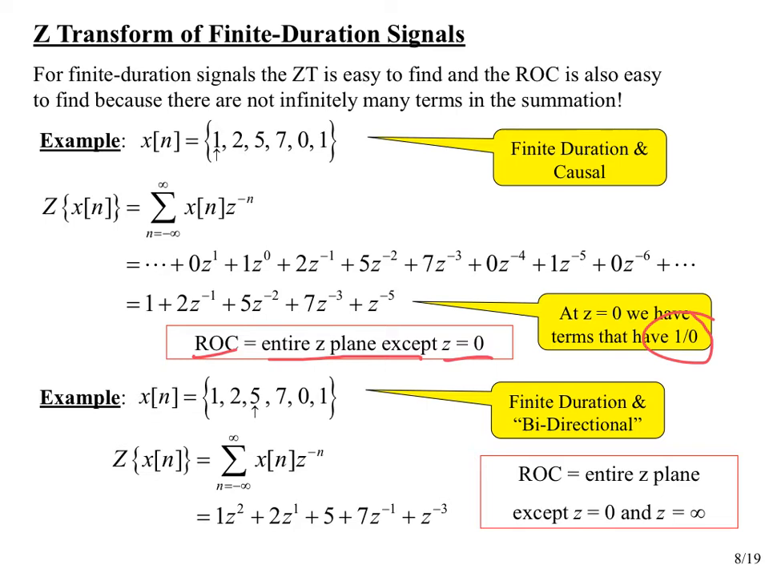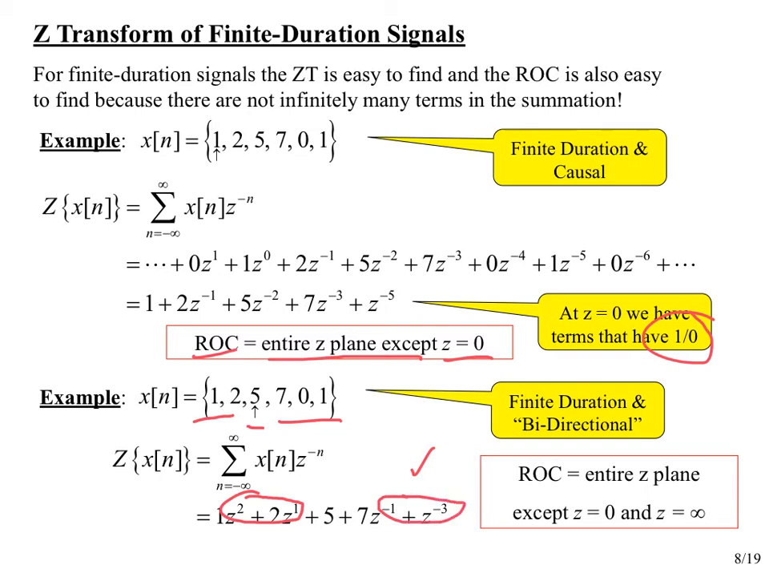So that's one example. That was for a causal finite duration signal. If we now look at a finite duration signal that's kind of bidirectional, so it starts for n equal to 0 here at the arrow, and we have 3 terms in the positive n direction and 2 terms in the negative n direction, we play the same game. We substitute all these things into our summation, and we end up with something like this. Now, for this case, since it's going in both directions from n equal to 0, we get some positive exponents of z and we get some negative exponents of z.